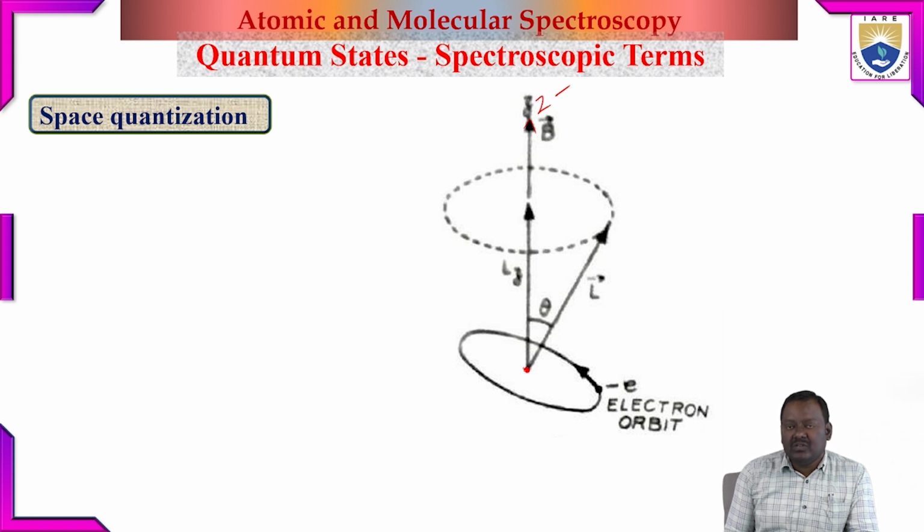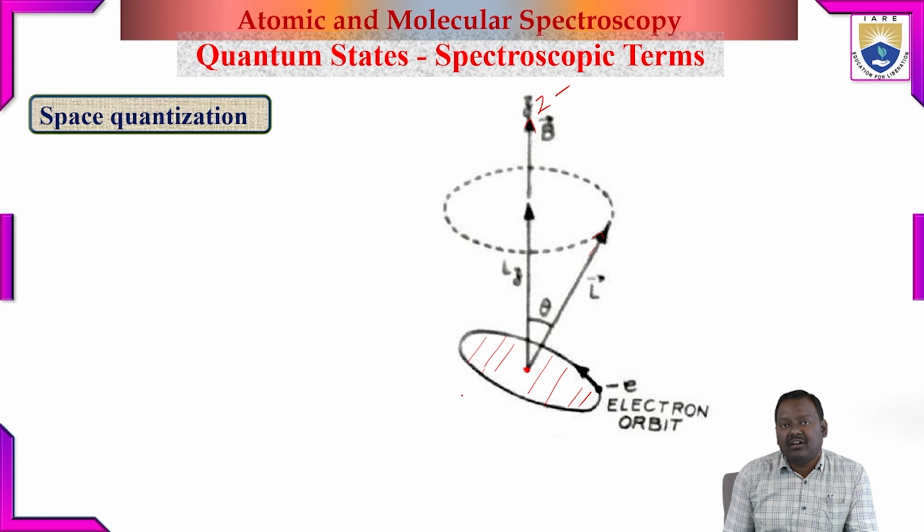So the motion of electron can be represented by the orbital angular momentum vector L bar. This is in the direction perpendicular to the plane of the orbital. So this is the plane of the orbital. This is the plane of the orbital.